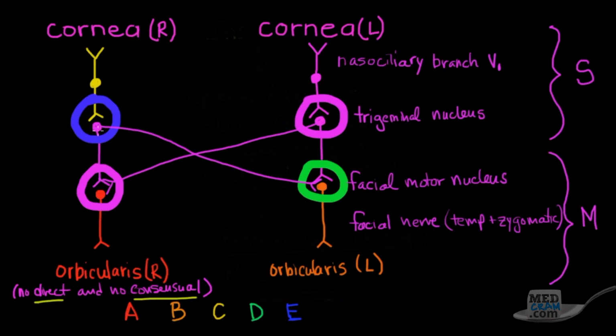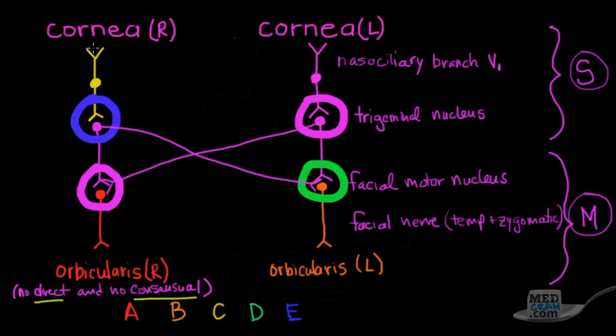Now, what do these interneurons connect to? The interneuron from the trigeminal nucleus on the right connects to bilateral facial motor nuclei, on the right and on the left, both. Both of these nuclei have bodies which come out of them, which are nerves, which are part of both the temporal and the zygomatic branches of the facial nerve, which is a motor nerve. That's why I have this here, this M. So we have sensory up top, and we've got motor on the bottom. So let's go through this.